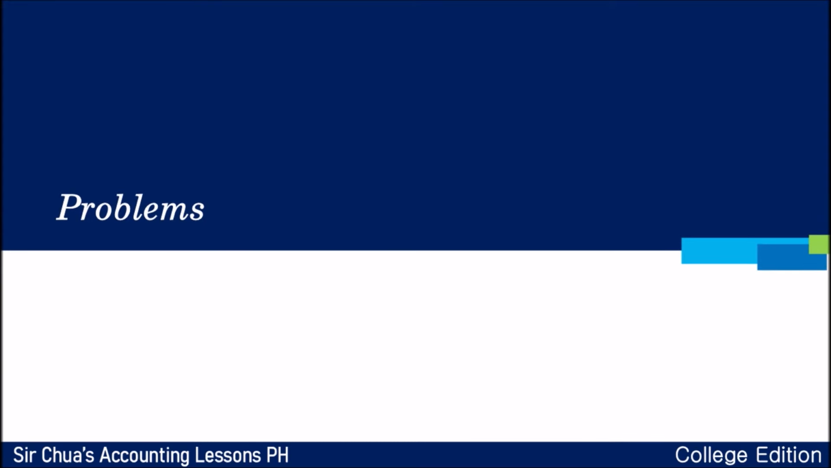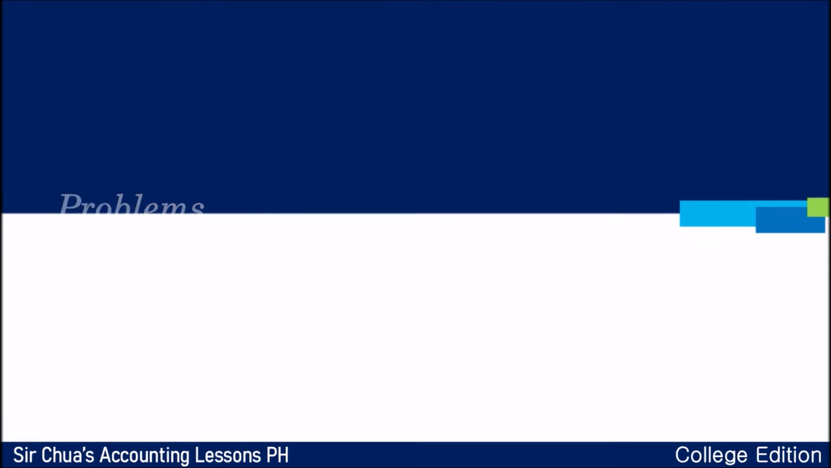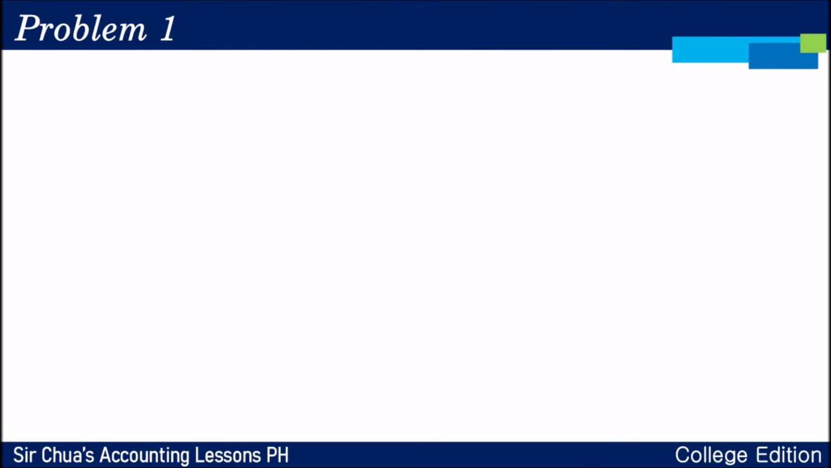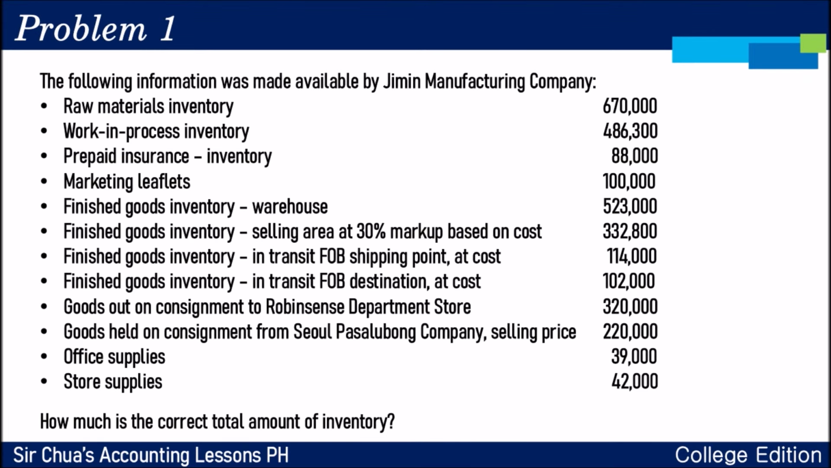Okay, so let's discuss two problems. I have prepared two problems for you on the inclusion and exclusion of amounts that would be reported as inventories in the statement of financial position. Let's have problem number 1. The following information was made available by Jimin Manufacturing Company. How much is the total correct amount of inventory? Okay? I suggest i-apply nyo po yung mga napag-aralan nating theory na discuss natin ngayon sa video. Pause nyo muna yung video, try nyo pong sagutan.